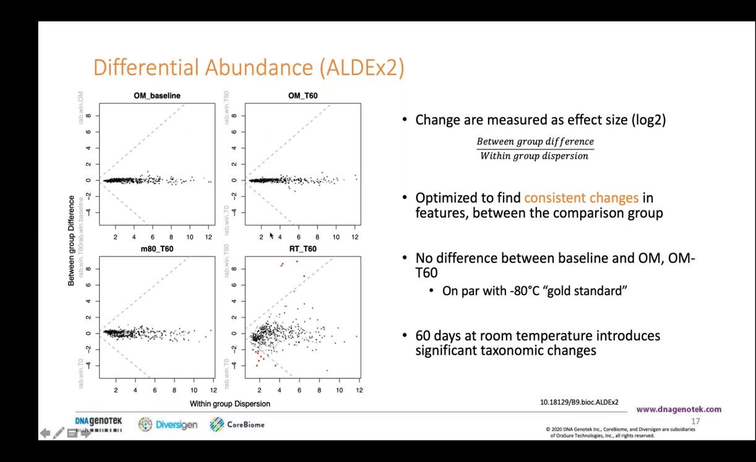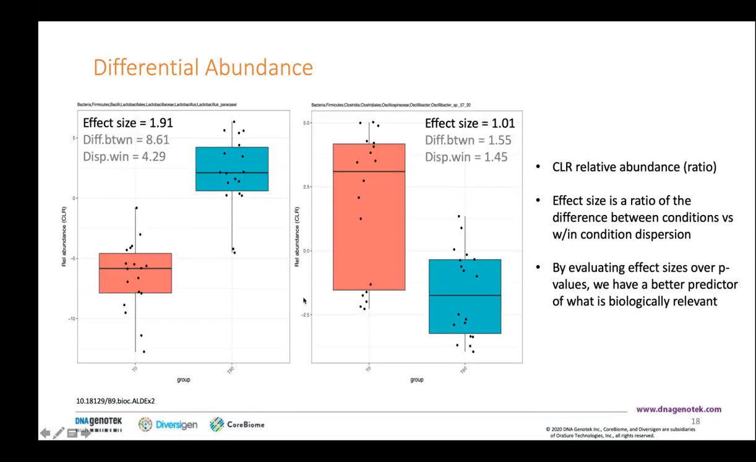And again, each condition shows that there's very little variation, but room temperature at 60 days has a few very specific taxonomic changes that I'll show here. So as an example, I'm showing 2 changes that occur, 2 different taxa that have shifted over time. One has an effect size of 2. This is a log scale, so it's 2 to the 2. This is really apparent that these means are different and they're non-overlapping in their distributions.